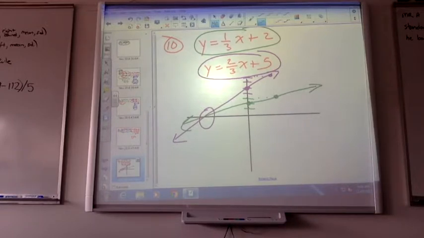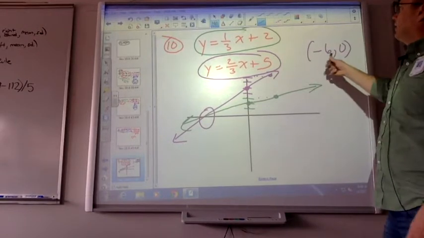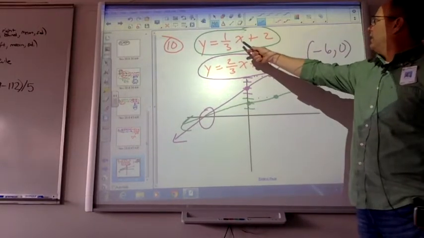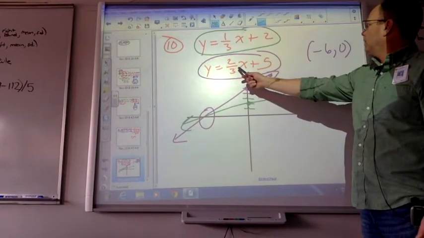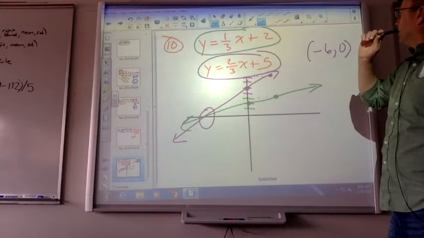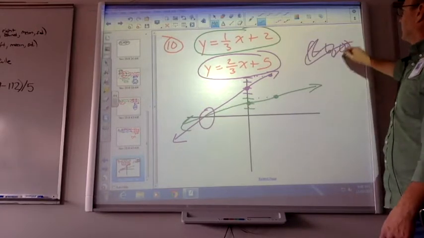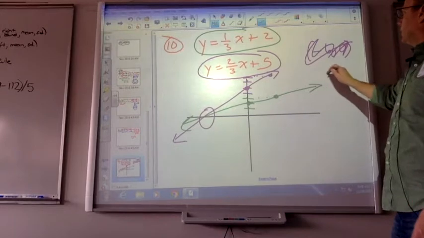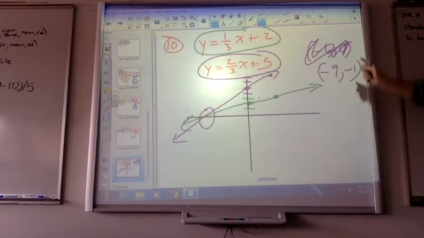Negative 6, 0 maybe? Let's see if that works. Negative 6 comma 0. If I took negative 6, plugged it in there, I get negative 2 plus 2. Yep, that works. Could it be negative 7? No, I don't know. It's -9, -1. Negative 9, negative 1? Yeah. If you have a better grid than mine, you're definitely going to see that it worked. Negative 9, negative 1. Okay.